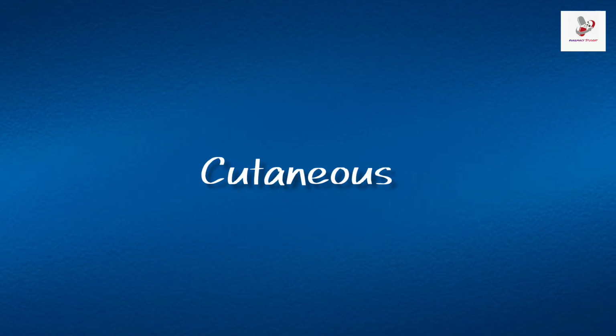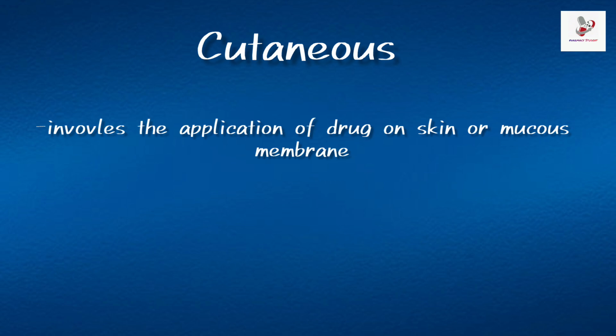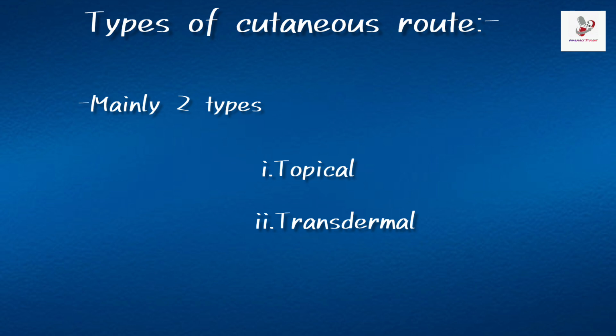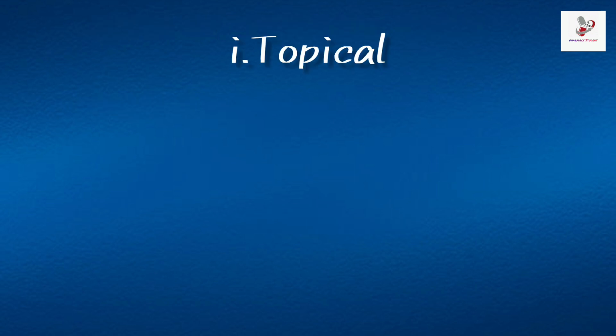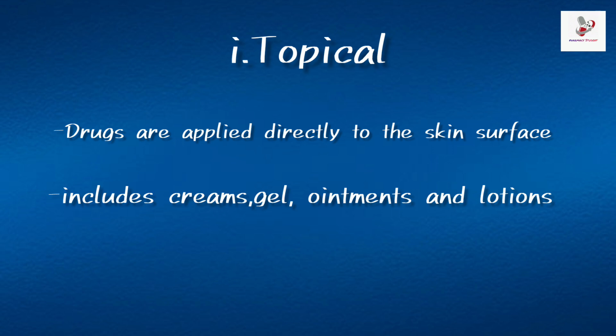Next is cutaneous. The cutaneous route of drug administration involves the application of medication onto the skin or mucosal membrane for absorption into the bloodstream. Types of cutaneous routes. So there are mainly two types. First one is topical and second one is transdermal. In topical routes, the drugs are applied directly to the skin surface. This includes creams, ointments, gels, lotions, and patches.